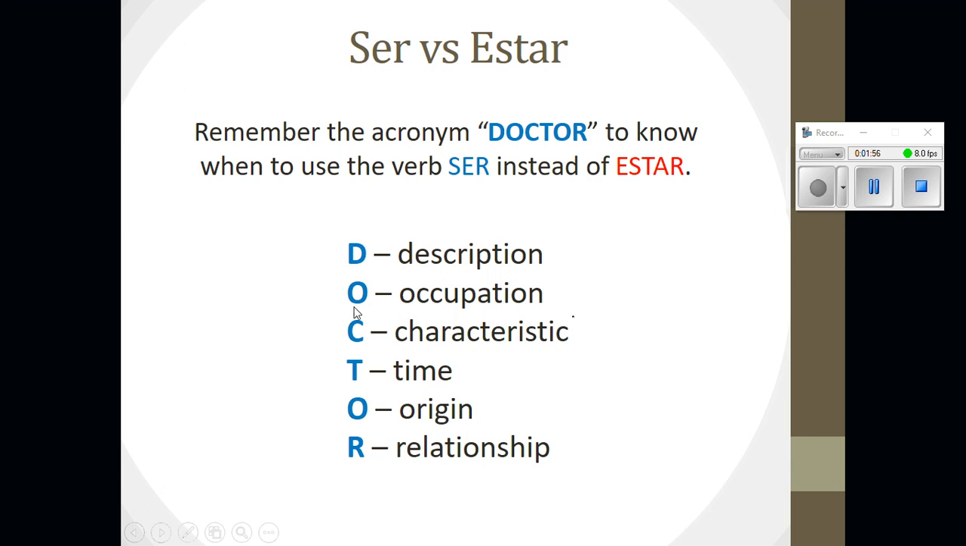Okay, here's another one. The O in doctor, occupation. If you wanted to say what someone does, use ser. The C for characteristic. If you want to talk about what someone is like, use ser. Time, again, would be ser. Origin, where you're from, ser. And relationship, that also uses ser.